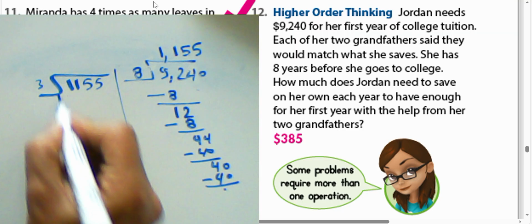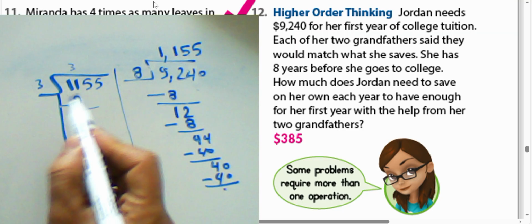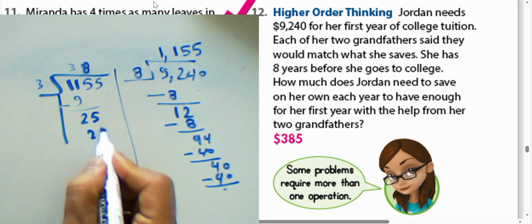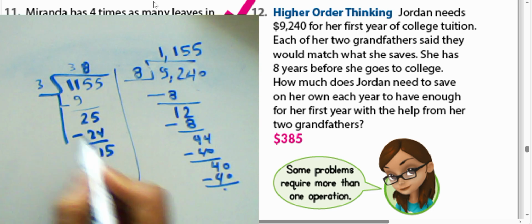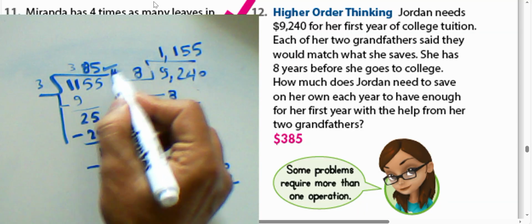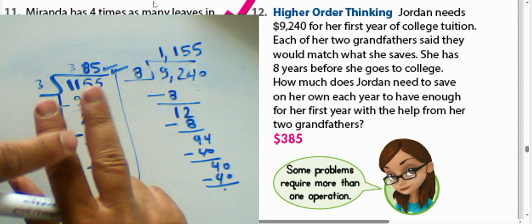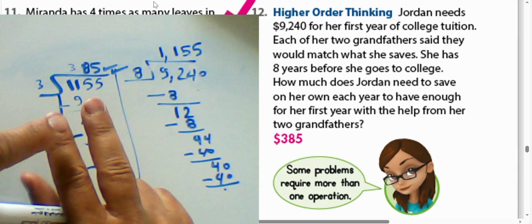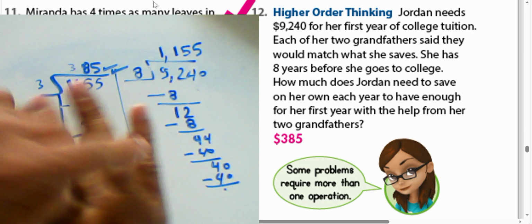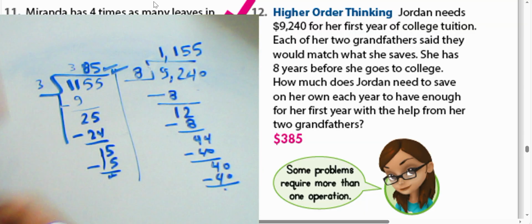1,155 divided by 3. 11 divided by 3 equals 3. 3 times 3 equals 9. 11 minus 9 is 2 and drop 5. 3 times 8 is 24. Find the difference and drop 1. 15 divided by 3 equals 5. Then 3 times 5 is 15. Then she needs to pay 385 each year, and her grandfathers, each one of them will give her 385 and 385, for 8 years to collect the total money for college.